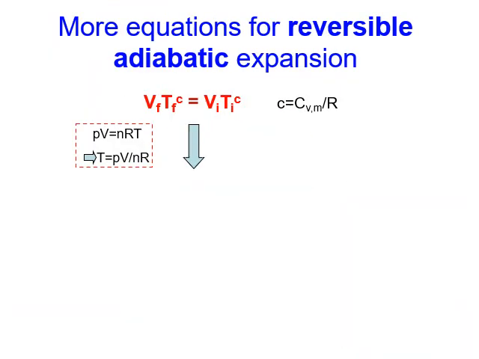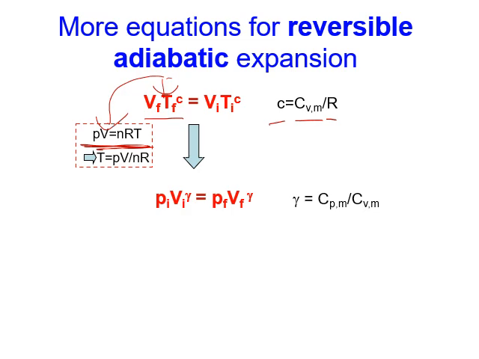So we just derived the equation for the adiabatic reversible process. That is, volume times temperature to the C's power is constant, whether initial or final they are the same, in which C is a constant that equals the molar volume heat capacity divided by the gas constant R. So if we use the ideal gas law to replace temperature by pressure and volume, then we can derive this equation.